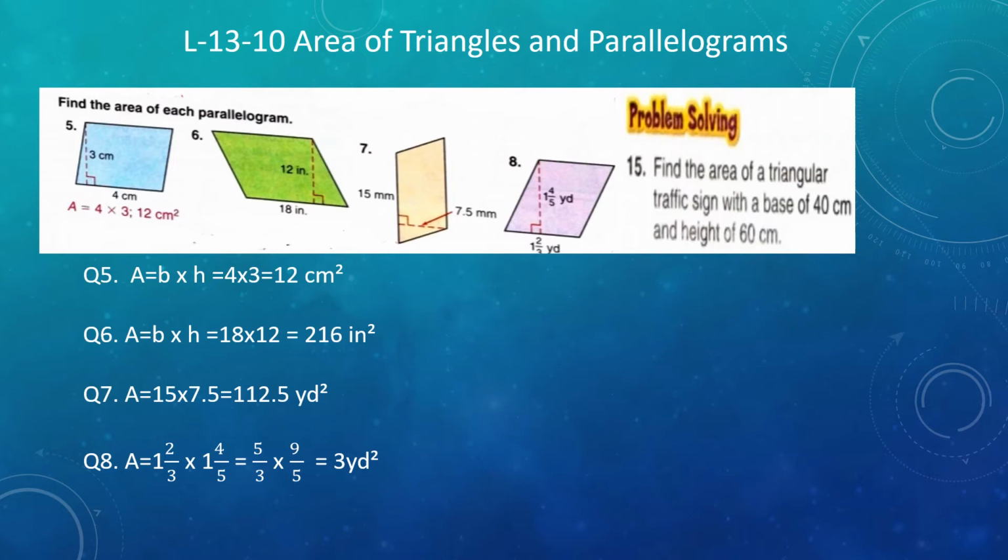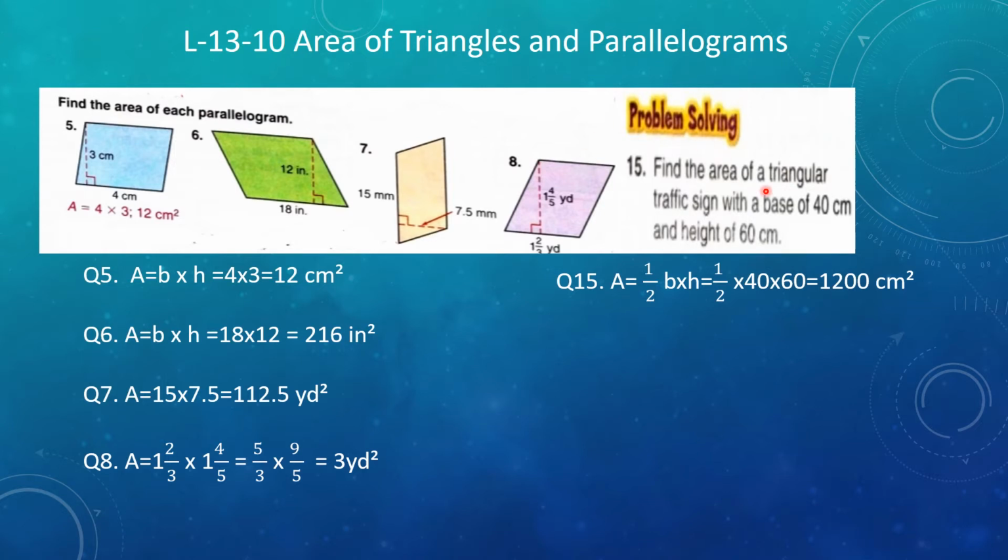Now problem solving, problem solving. In this one, what is your problem? Find the area of a triangular traffic signal with the base of 40 and height of 60 centimeter. Then the base is 40. Then 40 multiplied by, it is very easy. Just you can multiply 40 multiplied by 60. What is the answer in this one?